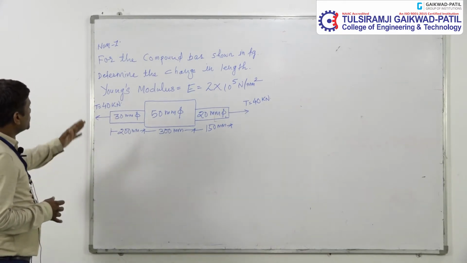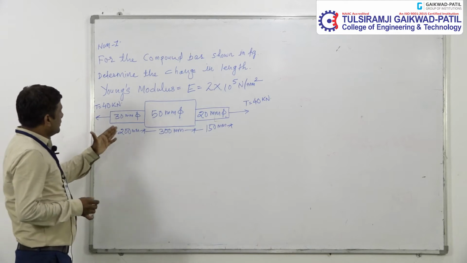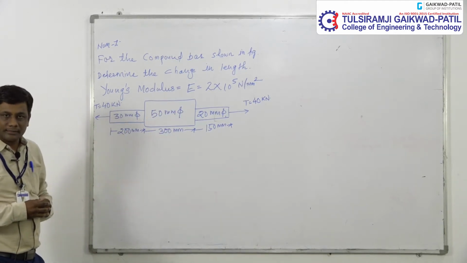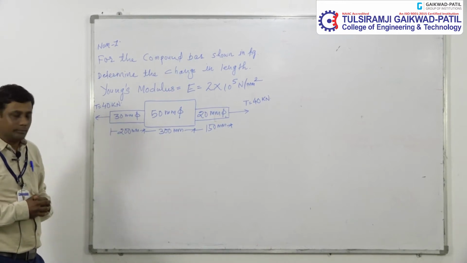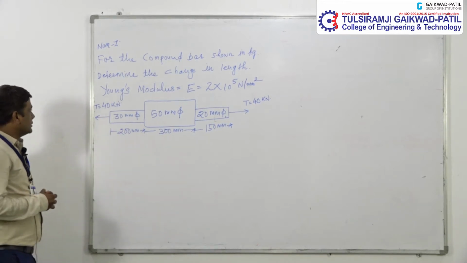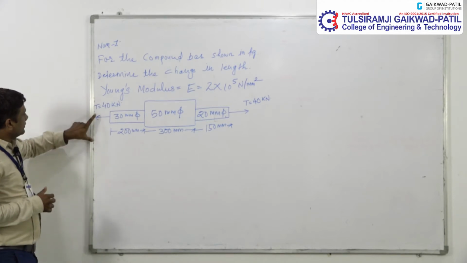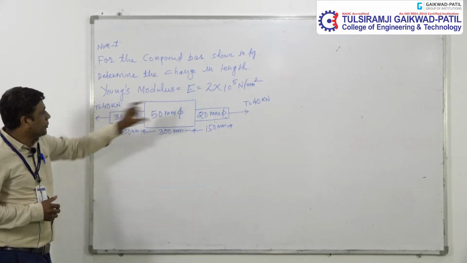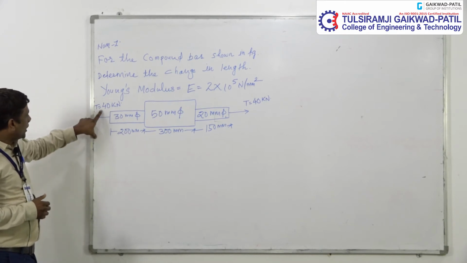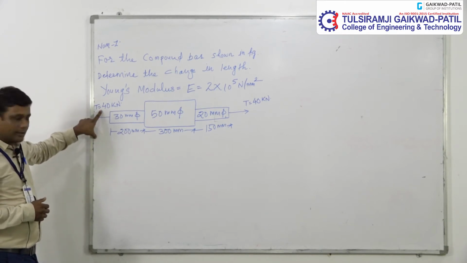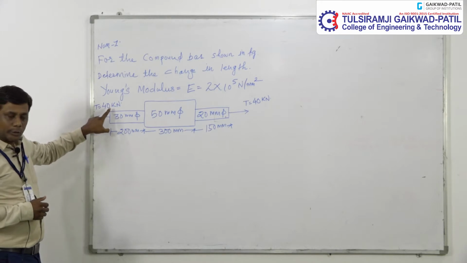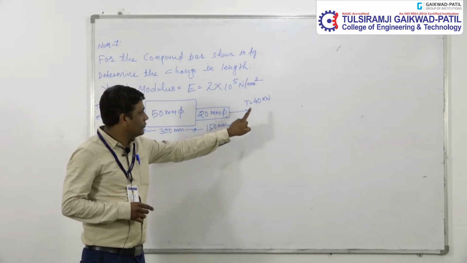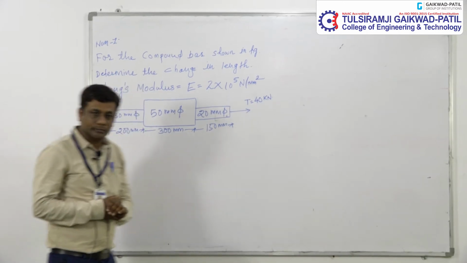This numerical shows us a compound bar made up of 3 different materials as shown in the diagram, and you can see there are 2 forces acting on the compound bar. One force is acting on the left side with a magnitude of 40 kilonewton, and the second force is acting on the right side with a magnitude of 40 kilonewton.